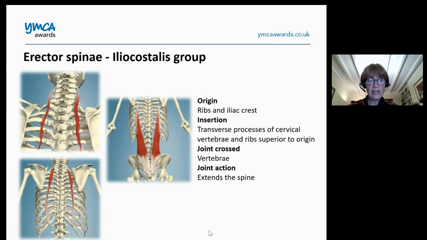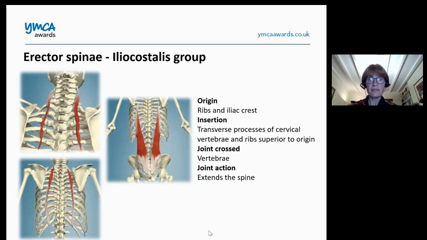So the first one is the iliocostalis. That's the first of the three erector spinae, and this is the most lateral of the three muscles. It starts at the ribs and the iliac crest, and it inserts into the transverse processes of the cervical vertebrae and of the ribs as well. So you can see in that far left picture how it attaches to the lateral side of the cervical vertebrae, and in the middle picture how it attaches to the ribs.